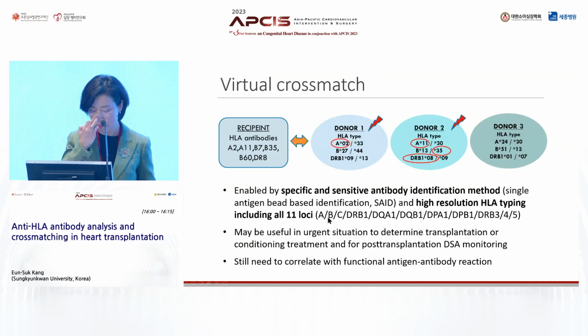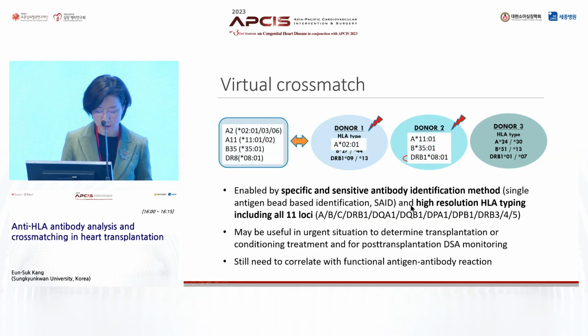By utilizing information obtained from specific and sensitive antibody identification method, along with high-resolution HLA typing, the virtual cross-match becomes feasible. This involves predicting the cross-match between donor and recipient based on the specific HLA antibody profiles of the recipient and the HLA type of the donor. This approach could be particularly valuable in urgent situations for making quick decisions regarding transplantation or desensitization treatment, and it is an essential concept for monitoring donor-specific antibodies in the post-transplantation period.